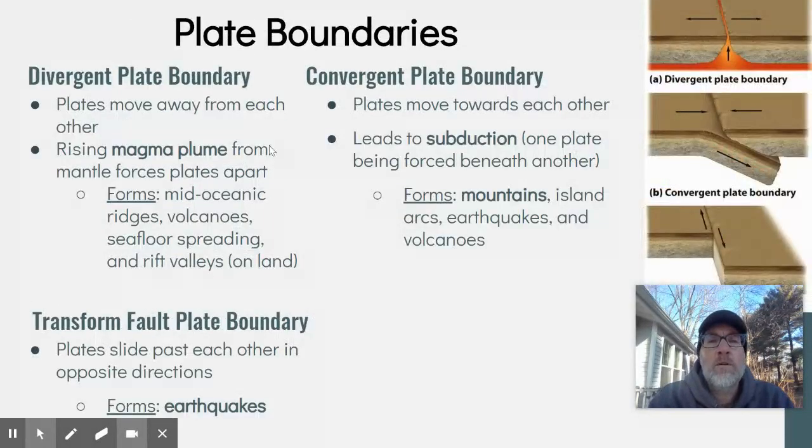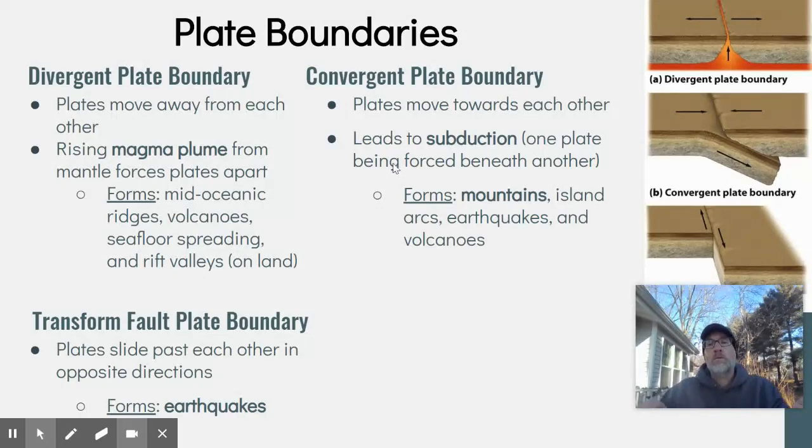So first, the three boundaries you need to know. One is divergent. This is when plates move away from each other, and rising magma plumes come up and then force those apart. So where is this happening? This is happening in places like the mid-ocean ridges, the Mid-Atlantic Ridge, the Rift Valley in Africa, where new land is being formed and spreading apart. Transform faults are when those plates slide by each other. And the key thing to remember is those create earthquakes.